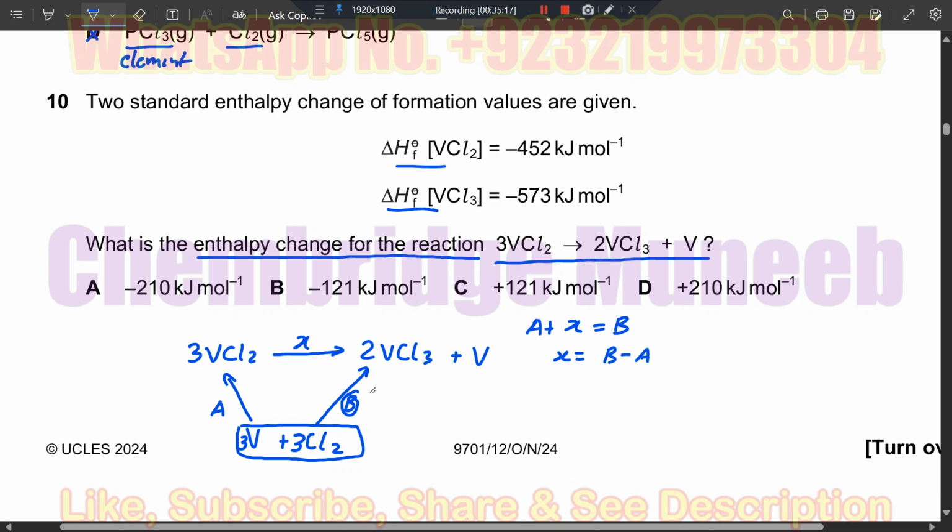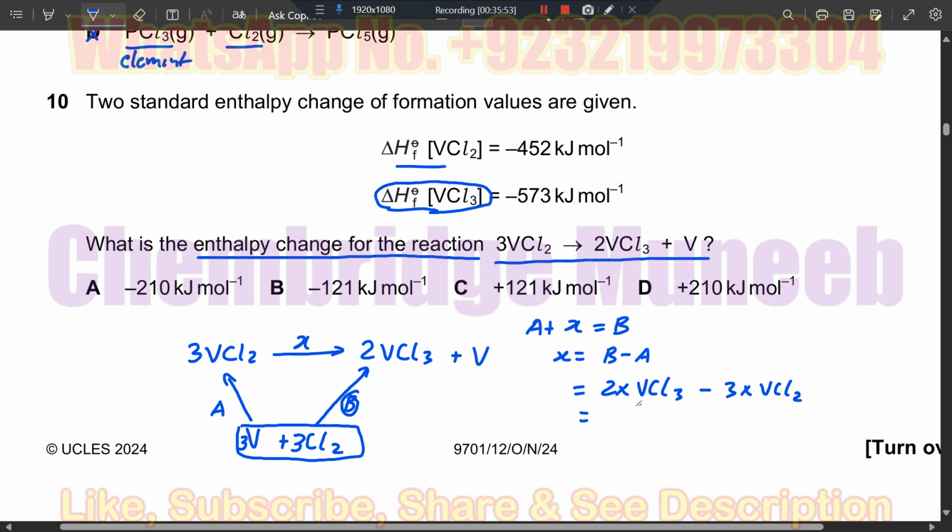Now the value of B is the enthalpy of formation of VCl3 that is given here. It is 2 moles of VCl3 being produced, which means we will write 2 times the formation of VCl3, minus A, the formation of VCl2. There are 3 moles of VCl2 produced, so we will write 3 times the VCl2 value that is given. We put the values here.